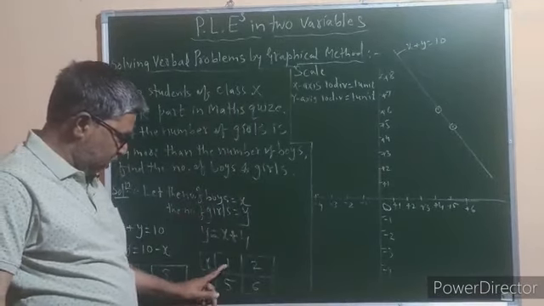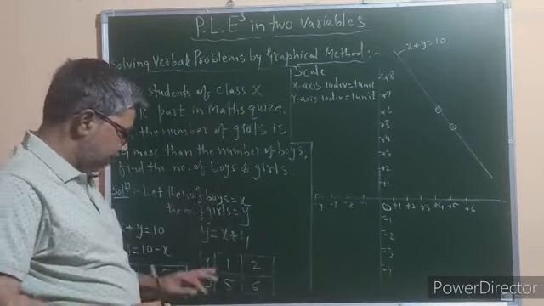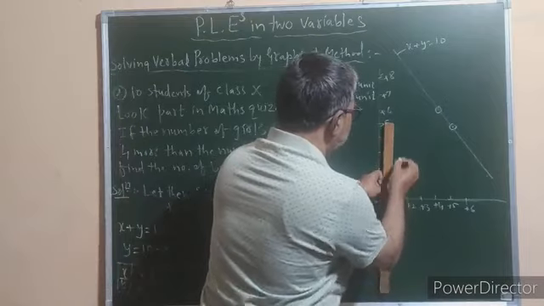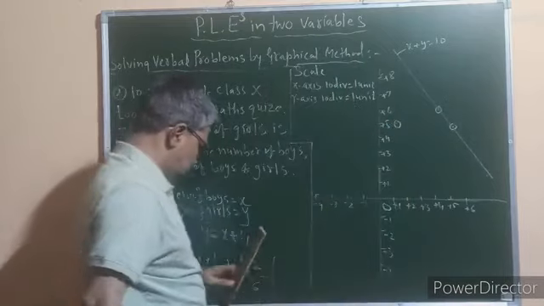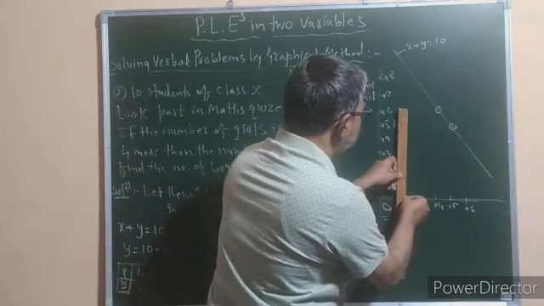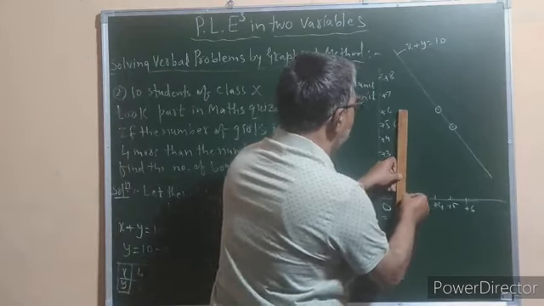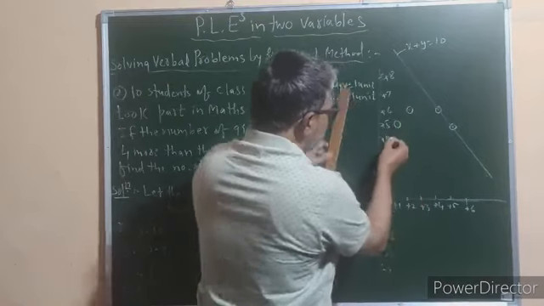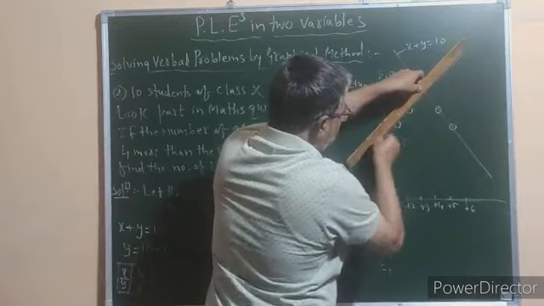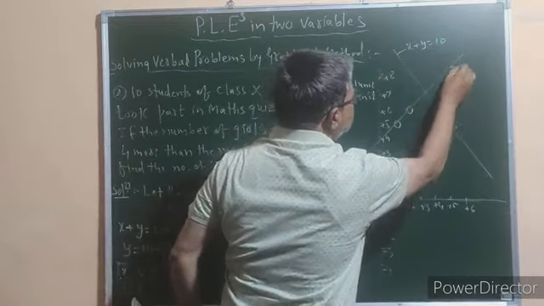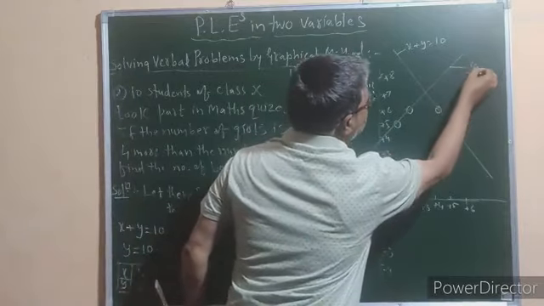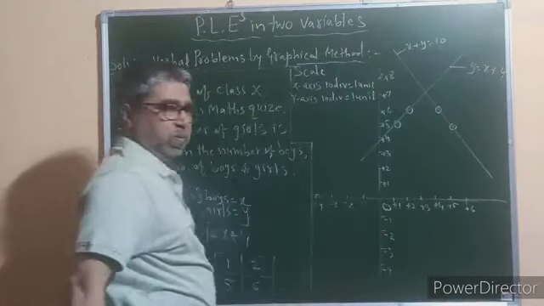Now plot (1, 5) and (2, 6) onto the same graph sheet. (1, 5): 1 is here, 5 means vertically upward, this is the point. Then (2, 6): 2 on the x-axis is here, 6 means again you have to go up, so this is the point. These are the 2 points. Draw a line passing through. This is the linear graph of the second equation, y is equal to x plus 4.